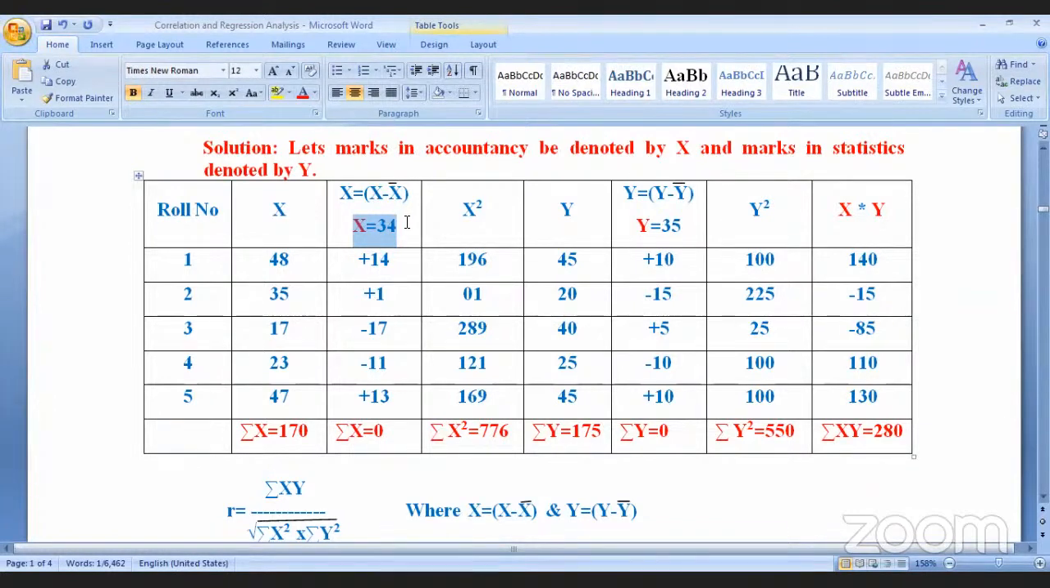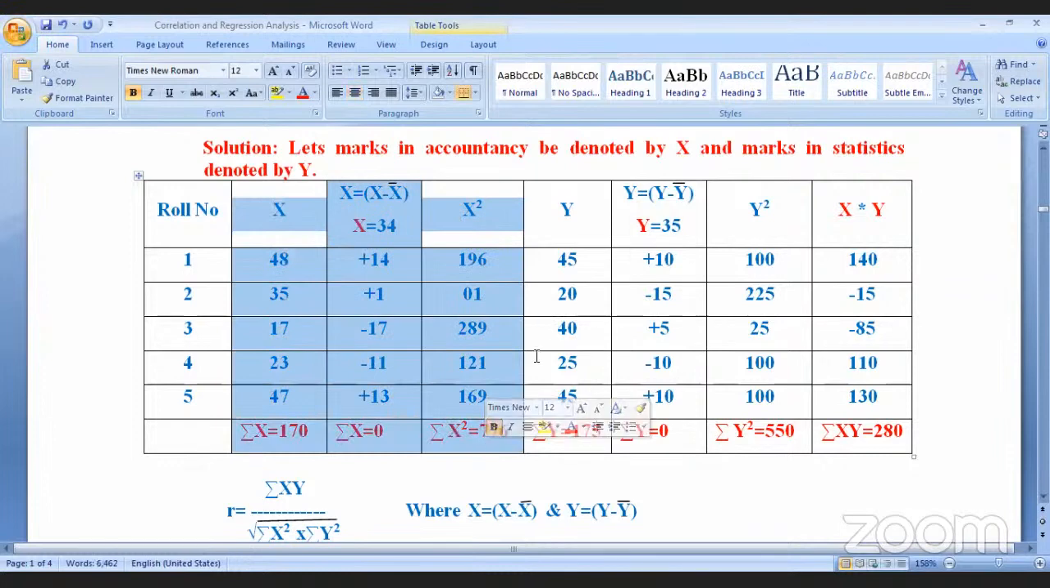What is our principle? r is equal to sigma XY by under root of sigma X square into sigma Y square. So here we got the sigma X square value; in the same manner we need to get the XY value and the sigma Y square value. The first part, that is x, we completed. In the same manner, we are going to calculate y also. See, the y values are written: 45, 20, 40, 25, 45. 175 divided by 5, we got 35. So y bar is equal to 35.